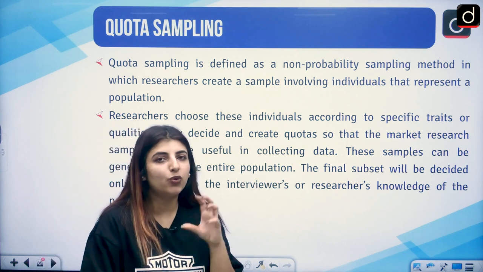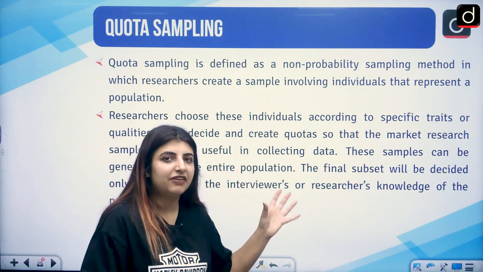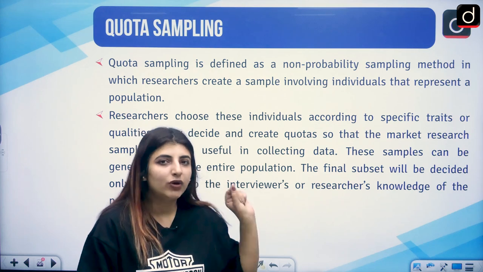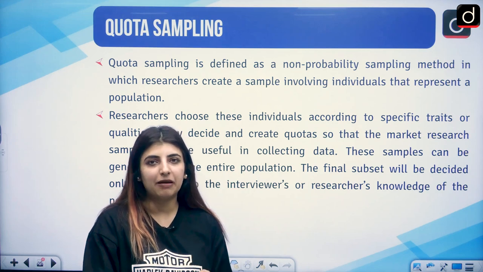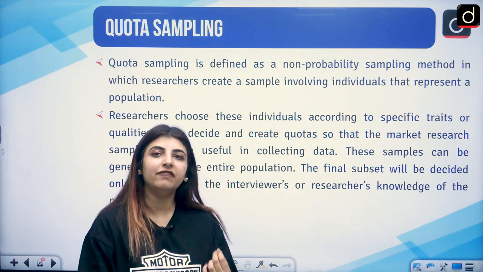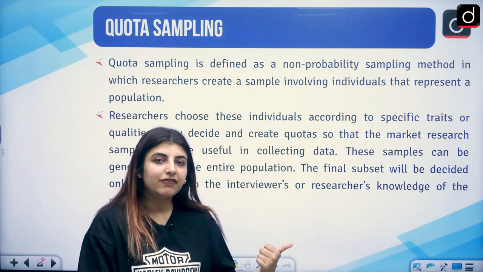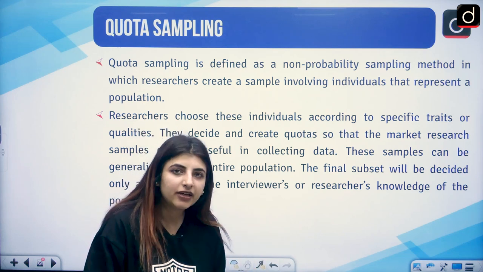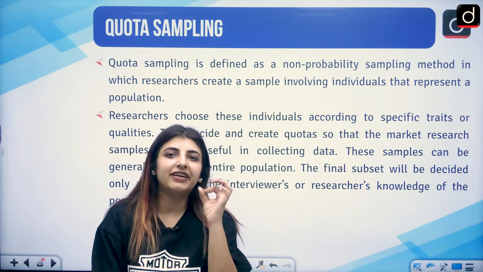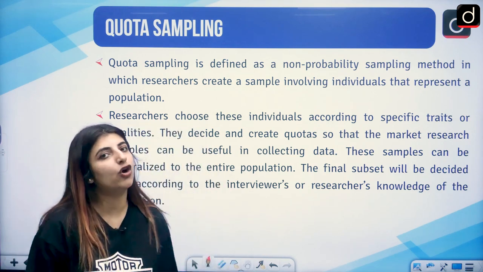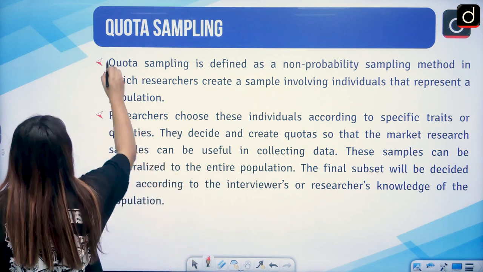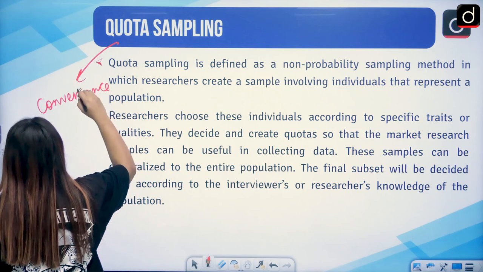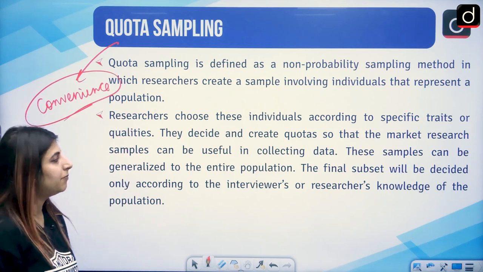My dear students, quota is different from stratified sampling in one way, and that way is, in quota sampling we are choosing the sample based on our convenience. But in stratified sampling, we were using random number generators, or some random technique to get hold of the sample, right? So here convenience is the key, and that is why it is again different from the stratified sampling.